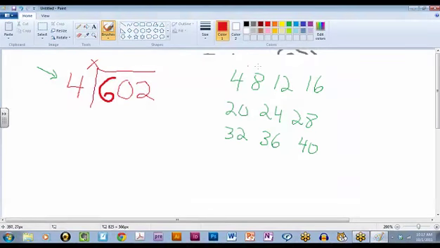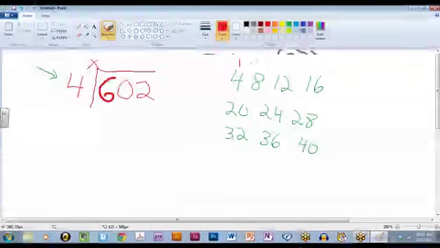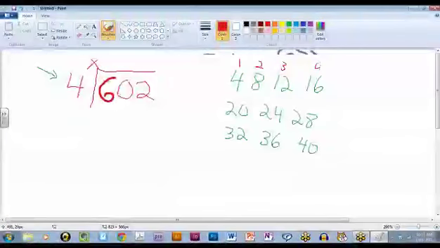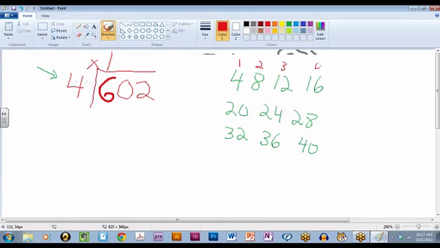So I go 4, 8. And you should be saying, stop, stop, Mr. Manderfelt. That's too big. You got to go back 1. So it's got to be 4 is the answer. And how many 4s was that? It was 1, right? Because this is 1 4. This is 2 4s, 3 4s, 4 4s, and etc. So the correct answer was 1. So remember the question was how many 4s go into 6?